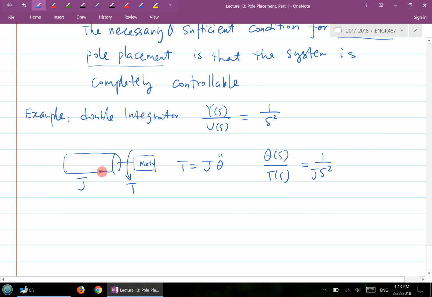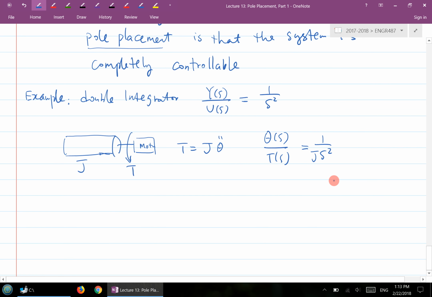So let's say now you have this system here, and we want to design a digital controller for it. We want to do a pole placement design, a pole placement controller for this system. So the first step is to discretize. The first step is discretization.